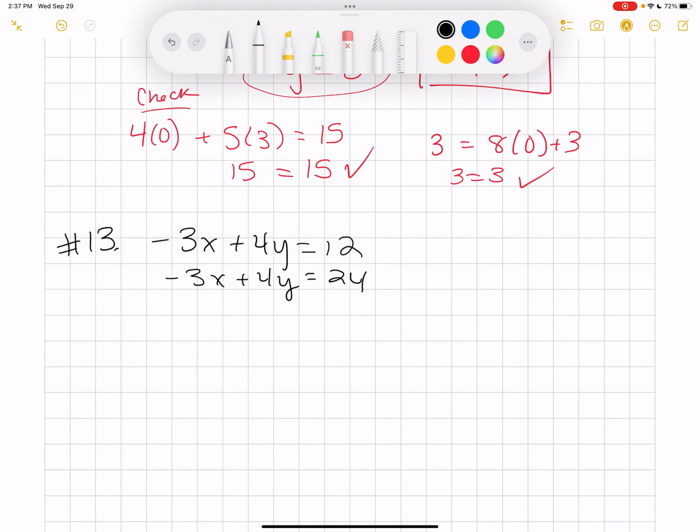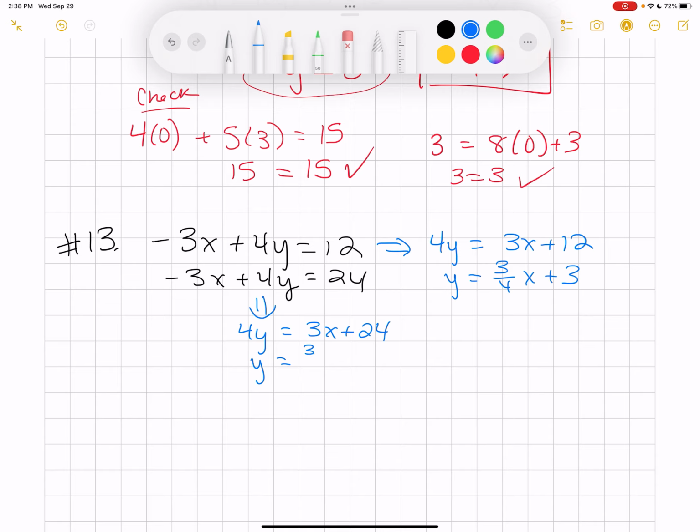Okay, so it wants me to graph them, so I've got to graph it. So I'm going to rewrite this. 4y is equal to 3x plus 12. Then y is equal to 3/4 x plus 3. I'm going to do this one. 4y is equal to 3x plus 24. Y is equal to 3/4 x plus 6. So these are my two new lines here that I need to graph.